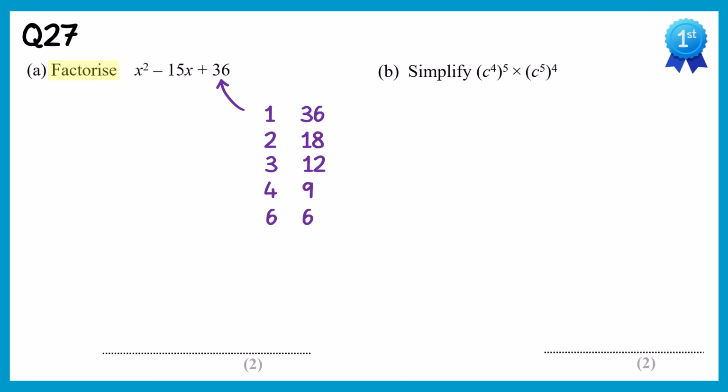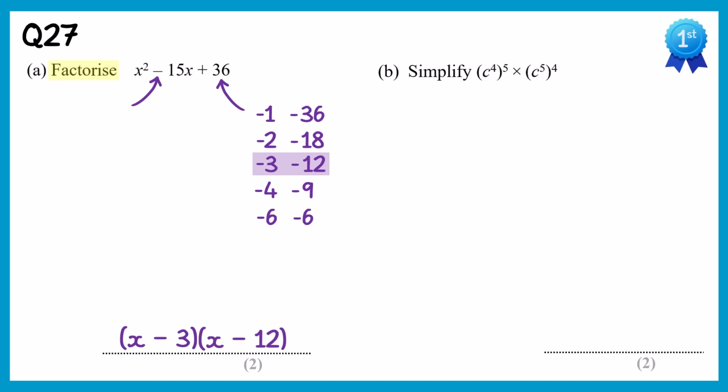Then we look for one of these pairs to add together to give negative 15. But since it's a negative, none of these will add to give negative 15 at the moment. They're all positive numbers, so if you add them together, you'll get a positive answer. But this is because you could also multiply negative versions of these numbers together and still get positive 36. For example, negative 1 times negative 36 is positive 36. So it's one of these that we're going to need to use to get negative 15. If you add together each of these pairs, you'll find that the middle one here will add together to give negative 15. So that's the one we need. This means the brackets are x take 3 and x take 12.